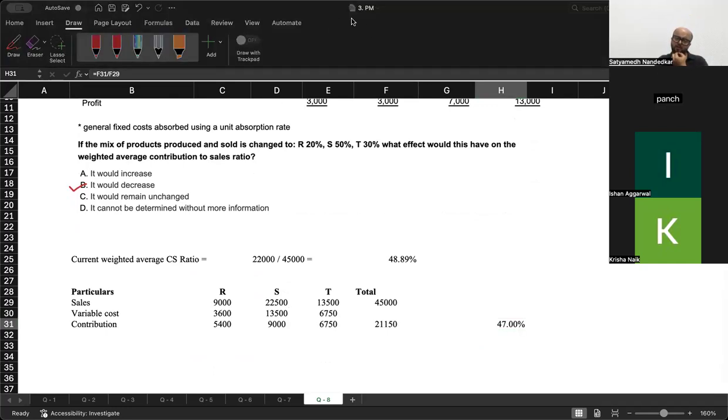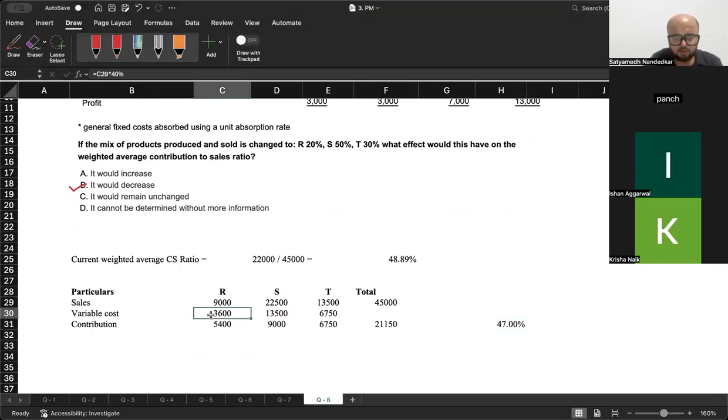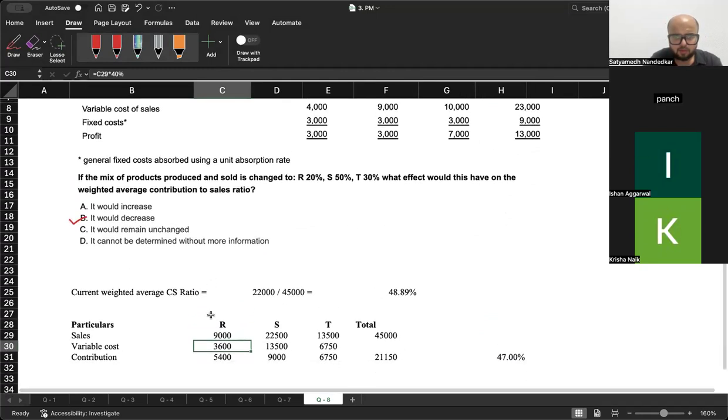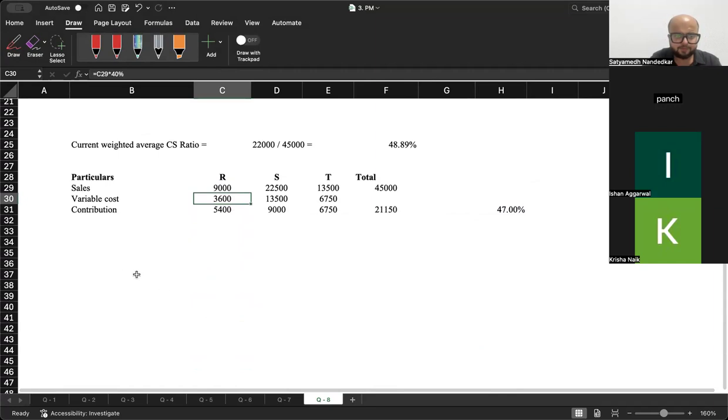Any doubts in this one, Krisha? Emma? Any doubts whatsoever? So actually, variable cost, how did we arrive at the new number? For the new ratio, what we can calculate, like for 3,600. How did we arrive at that? Okay, we took the original.